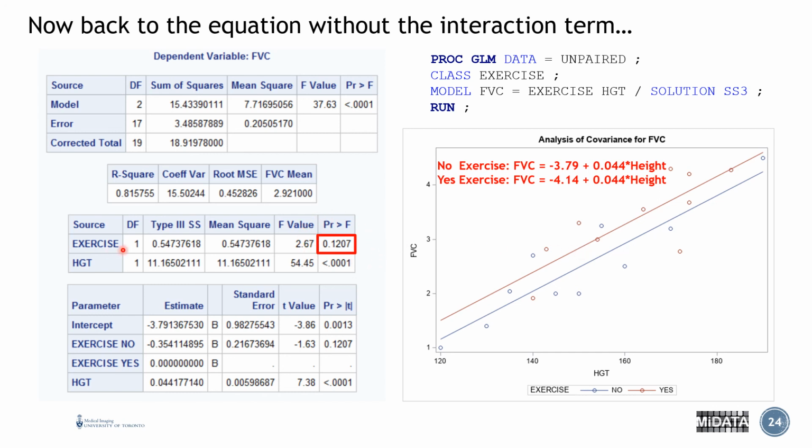Important to note, if you look at exercise as your group variable, it is not significant. So the difference between exercise, yes, no, in FVC, when adjusting for height in your model, is no longer significant. If you flip back a few slides and you look at our t-test, you'll see that it was significant, but it is no longer significant. So here is a perfect example of a confounding effect of height on our ability to show the difference in FVC between exercise, yes and no.